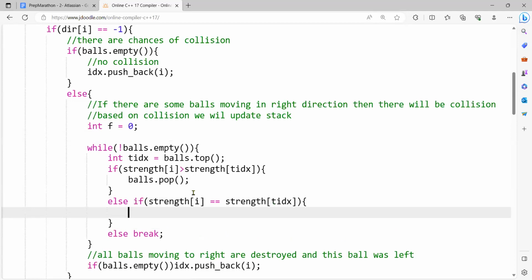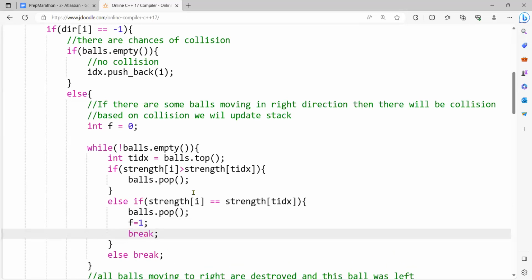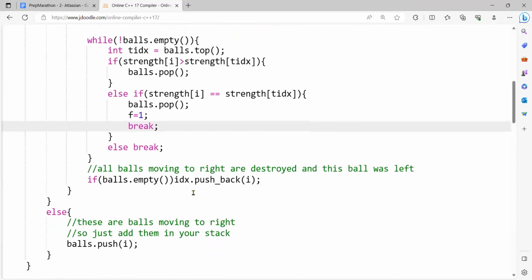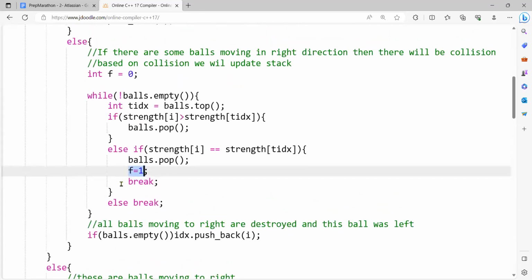If this is happening, obviously the top ball will explode and I'll mark this as 1 and come out of the loop. Okay. Why I have flagged this, I'll tell you right now.